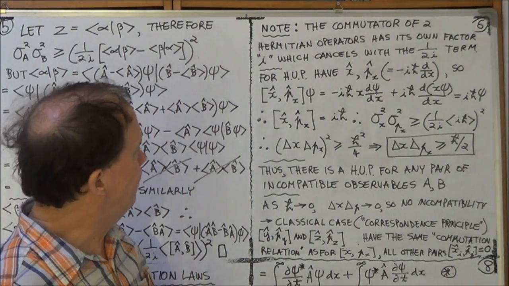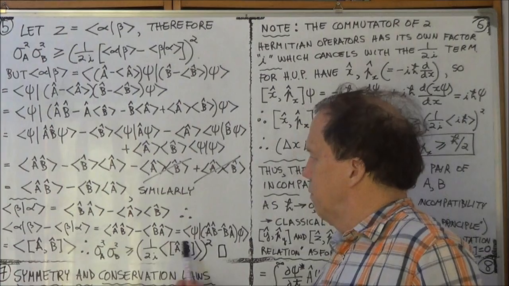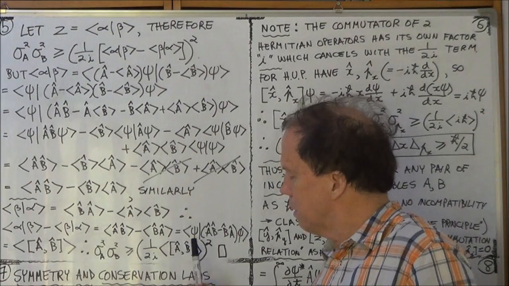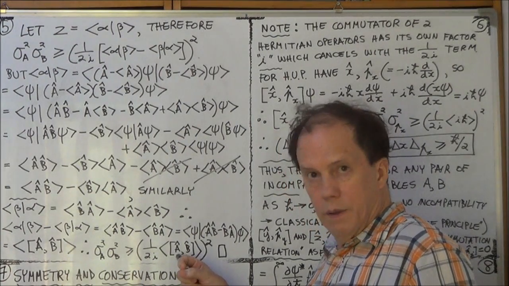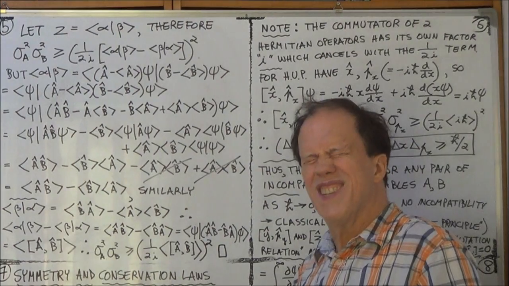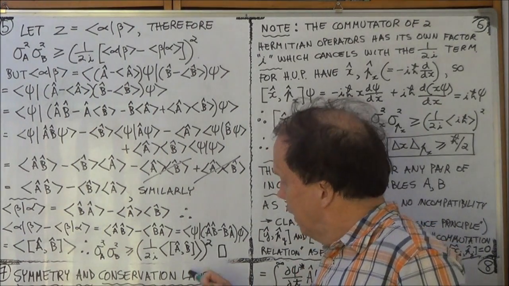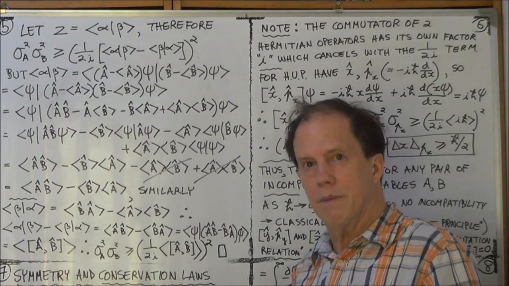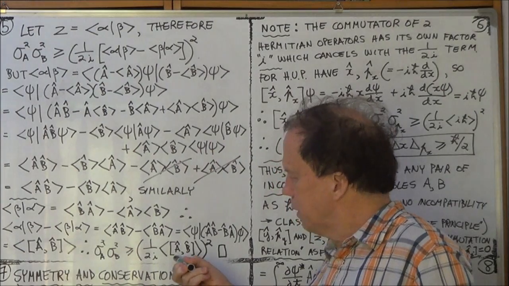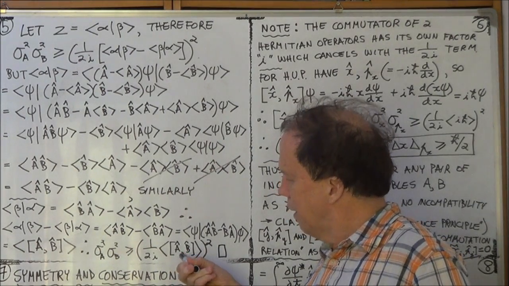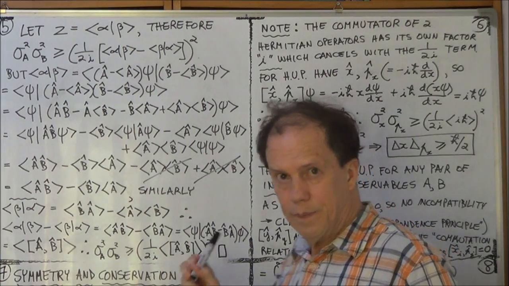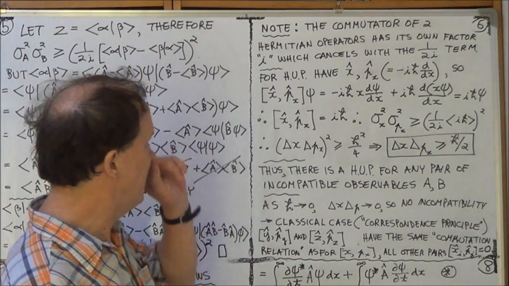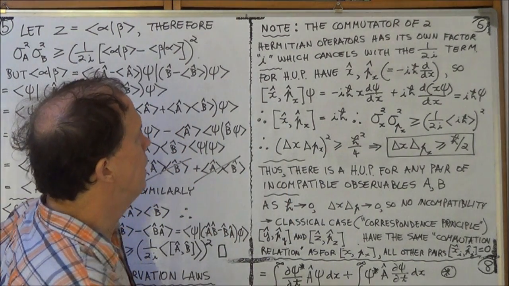So now to use this formula, we need the commutator. We'll let A hat be the position operator, x hat, and let B hat be the momentum operator, P hat. So we need to find the commutator. What's the answer to the commutator of A hat and B hat, or x hat and P hat? This is what we need to find.